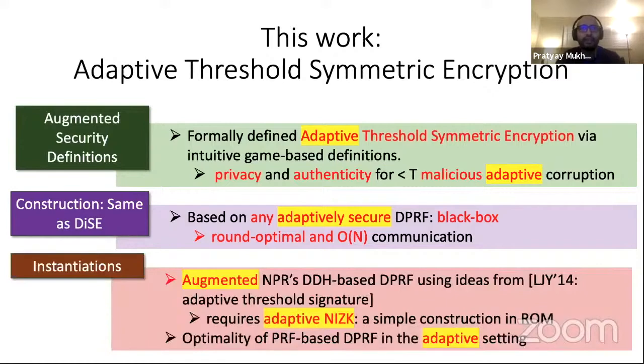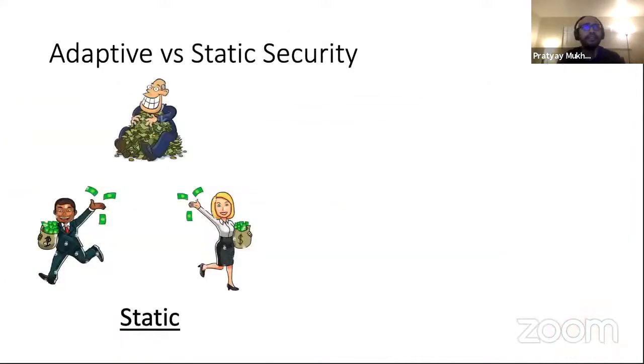And we propose an instantiation of an augmented version of the Naor, Pinkas, Reingold DDH-based DPRF that was also used in DICE, using ideas from Libert, Joye, and Yung. Their work did this for adaptive threshold signatures. The idea we borrowed and plugged in to augment a distributed PRF in the adaptive setting. I do not have a lot of time to discuss the details, so let me just briefly talk about what adaptive and static security are.